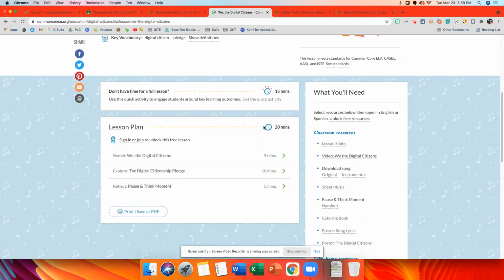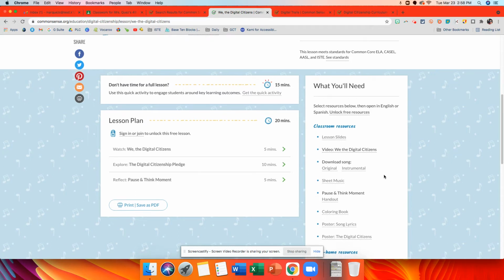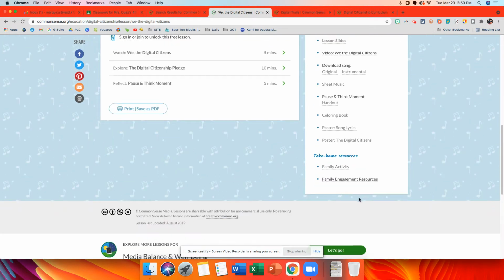Each lesson will have activities as well as handouts. These handouts can easily be turned into a slide for students to use digitally if you're teaching DLA. But they also have family take-home resources, a way to get the family engaged in how to teach your child what it is to be a digital citizen or about cyberbullying, whichever topic you're teaching at that time.